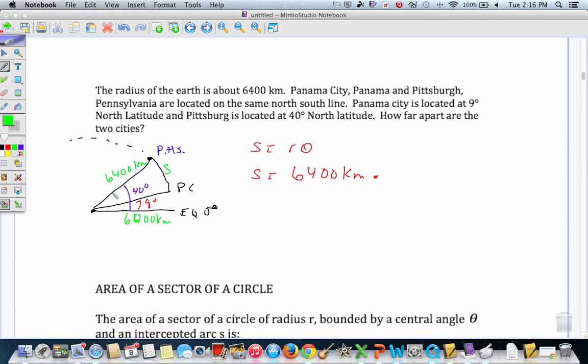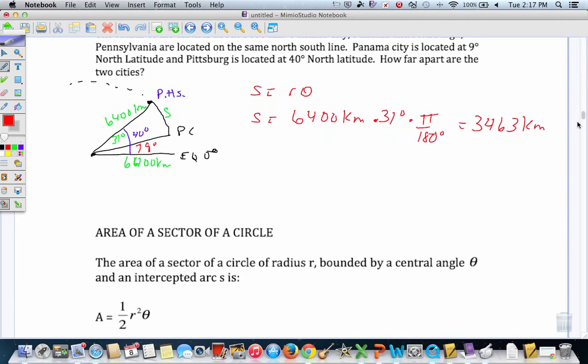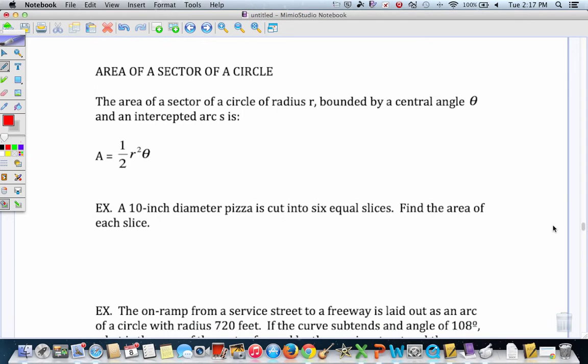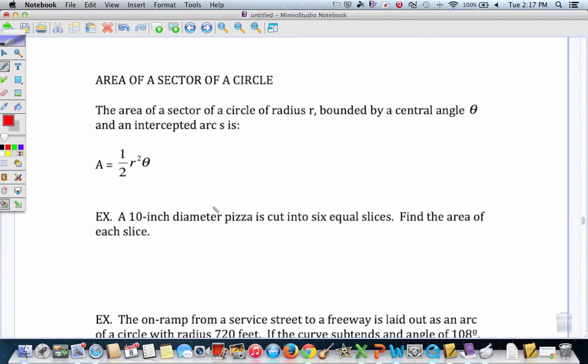I hope we would all agree that if from here to here is 9 degrees and from here up is 40 degrees, that our central angle in the middle is 31 degrees. So my central angle in degrees is 31 degrees, but it has to be in radians. So once again, we'll multiply by pi over 180. And if we do that, Panama City and Pittsburgh are about 3,463 kilometers apart. So that wraps up our little bit on the length of an arc.